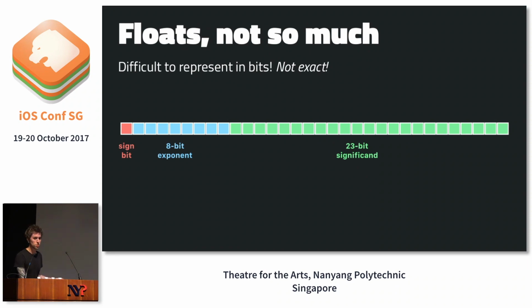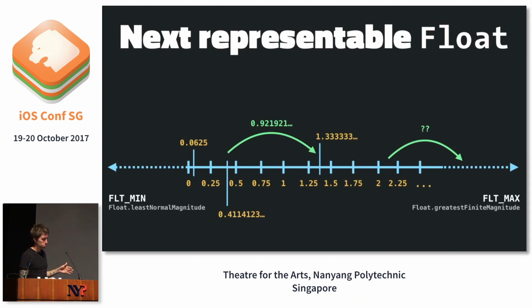But floats, not so much. As we've seen, they're very difficult to represent in bits. It's not just bits. We have this specific format. We have to divide these bits up into these different components. So the next representable float, it's unclear, especially when you consider irrational numbers. They repeat forever. So if a decimal is repeating forever, what's the distance from that decimal to another decimal that repeats forever?